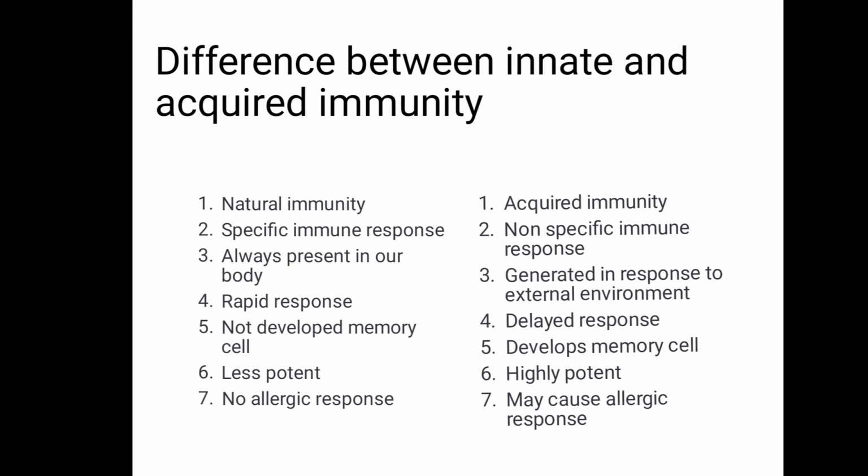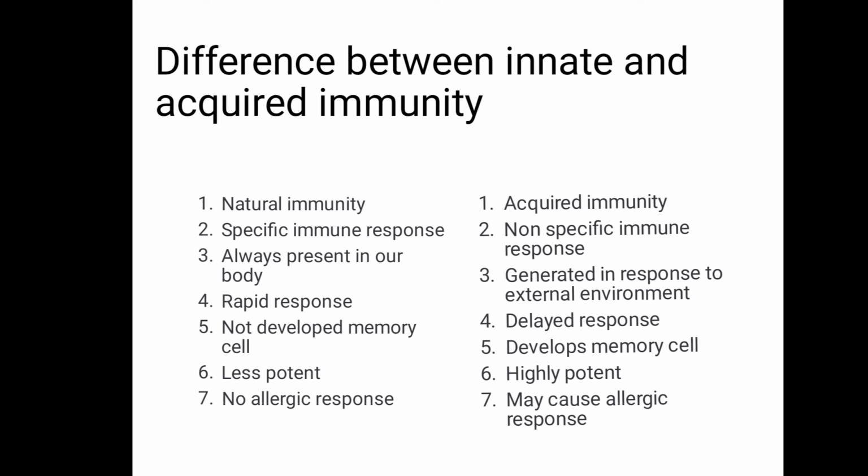Innate immunity is always present in our body, but acquired immunity is generated in response to the external environment at certain times only. Innate immunity gives a rapid response, and acquired immunity is a delayed response, it may take hours to days.